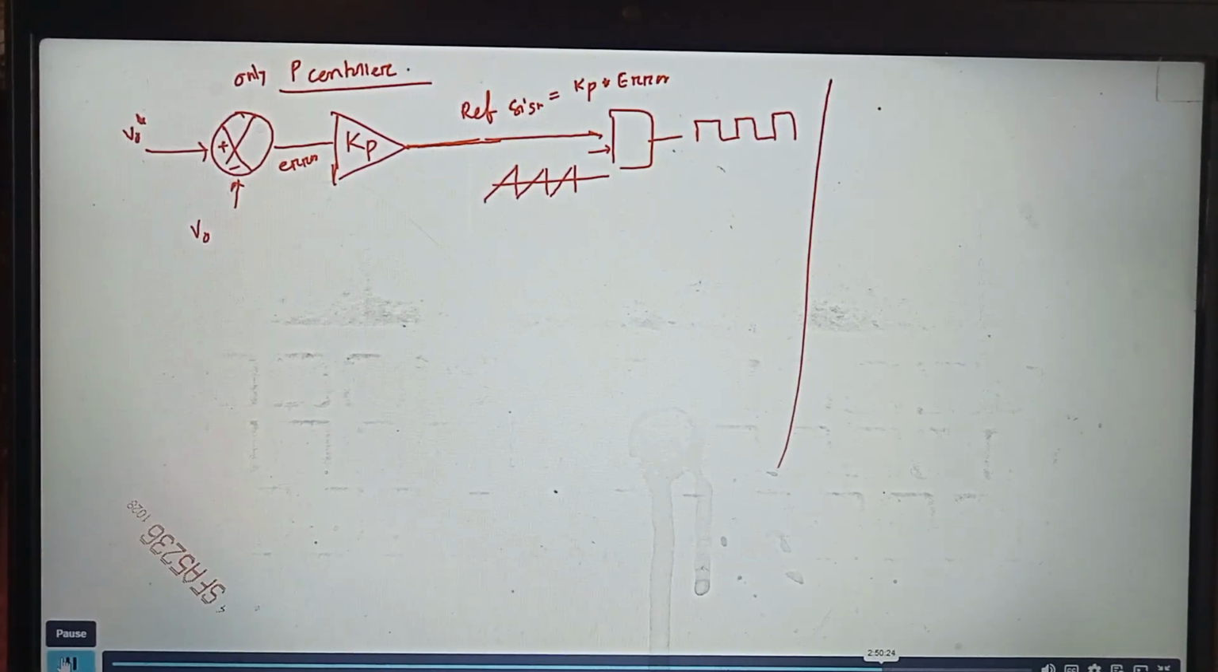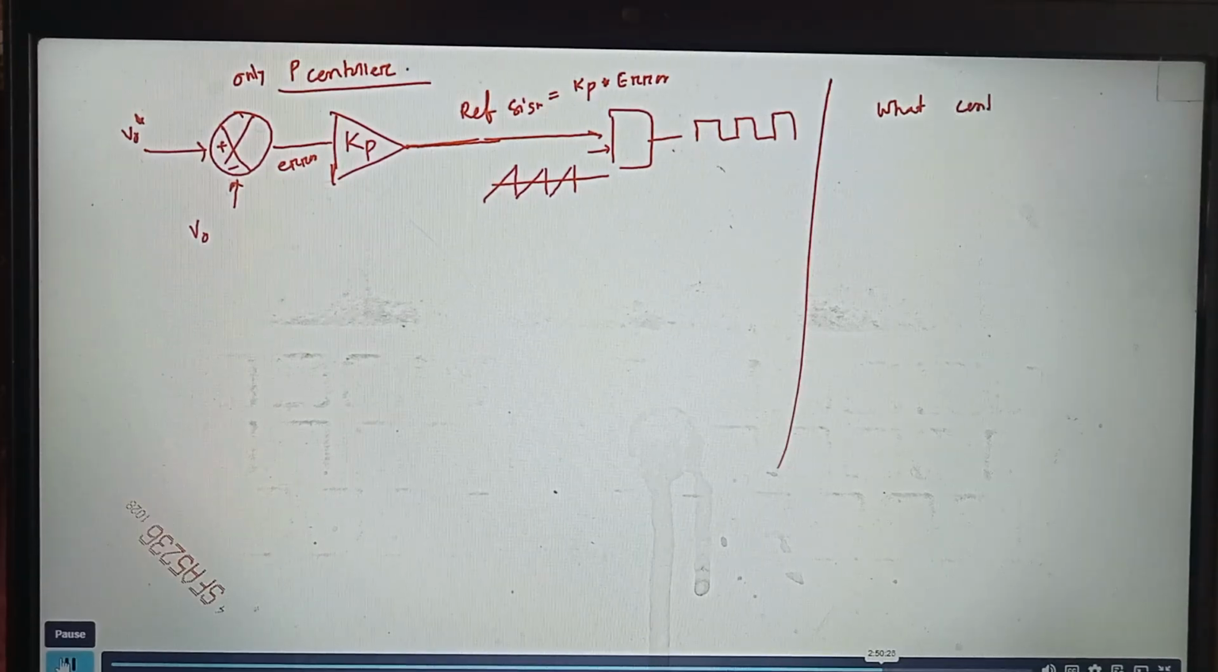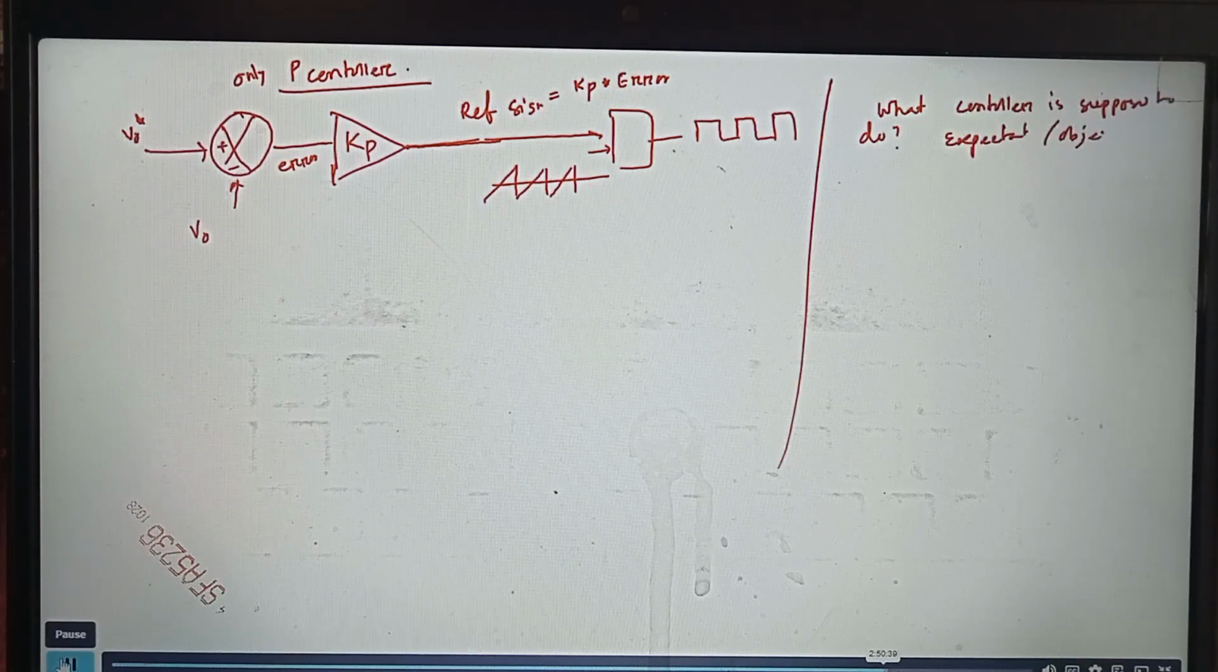Now, what do you want from the controller? What should the controller do? Or what are the expectations or objectives? So first objective is to make the error 0. So error 0 means your V0 star will be same as V0, right? Or V0 will be same as V0 star. That is what we mean, the error to be 0. That is our main expectation, right? Error 0 means actual output voltage will be same as desired value, that is 12 volt. That is what we want.